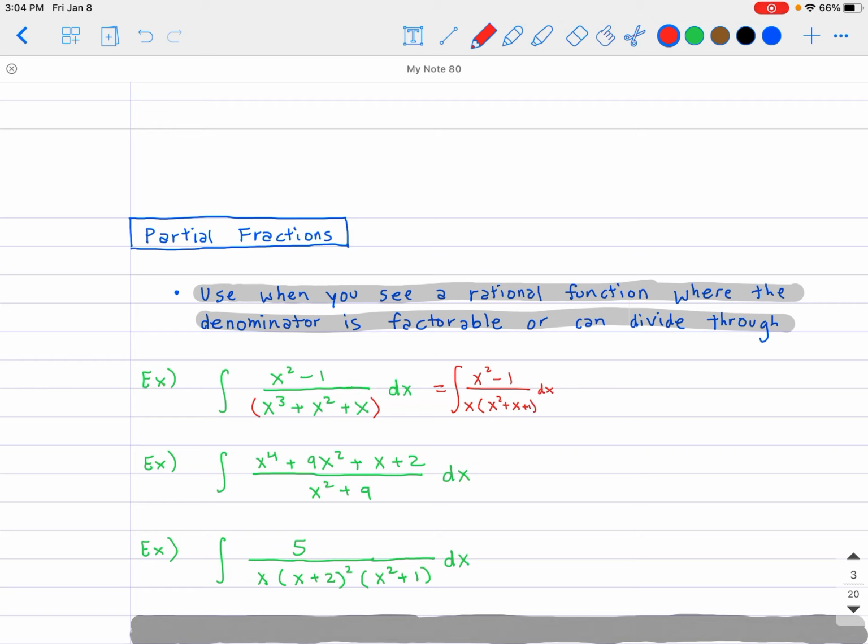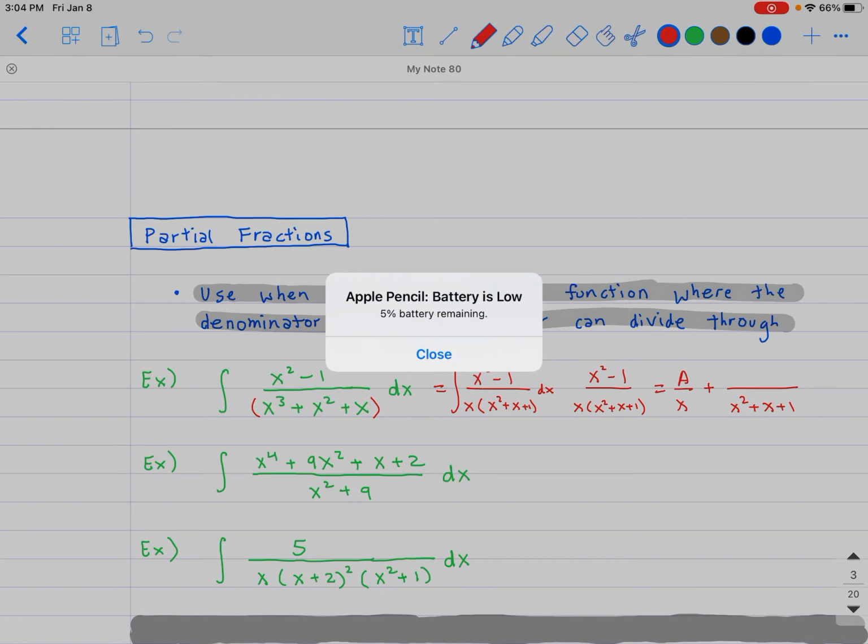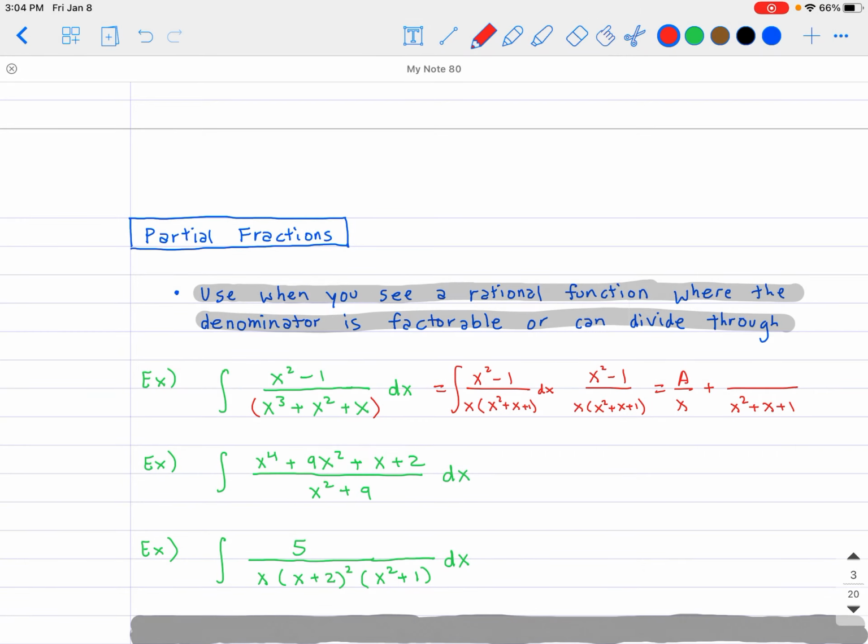So if you remember correctly, the way it works is we say x squared minus 1 divided by x times x squared plus x plus 1 dx is equal to, the first part is going to be some constant divided by the first factor, and then plus the second part is going to be some constant over the second factor. But in the case where the factor is higher than the first degree, then the top has to be one degree less than that. So that means this has to be bx plus c, okay?